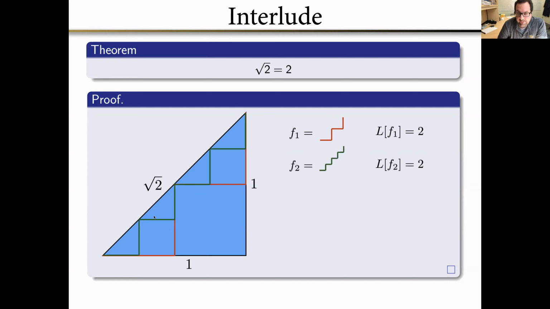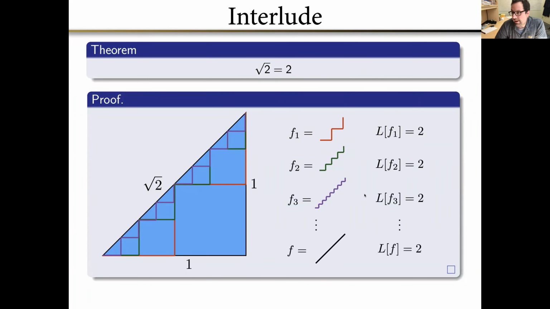Great. So I do this again, I get a green curve and its length is 2. Okay, so I keep doing this. I get f3, the length of that is 2, and I take the limit. And so in the limit, I get this line, and I take the limit on the right-hand side. And that limit's easy to compute. It's just 2. So the length of this line is 2. Okay. And that's it, right? So that's the proof.